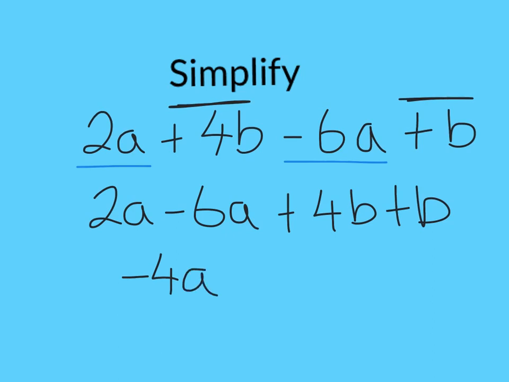All we're doing is taking the coefficients here. 2 minus 6 gives me minus 4. And then finally we have 4B plus B gives me plus 5B. Remember that in front of this B here we have an imaginary 1. So when we're adding the coefficients of both of these, 4 plus 1 gives me 5.